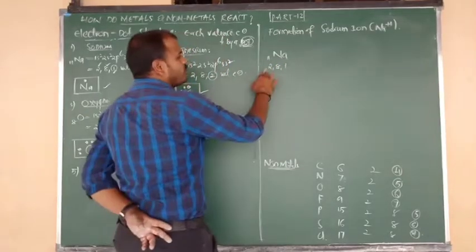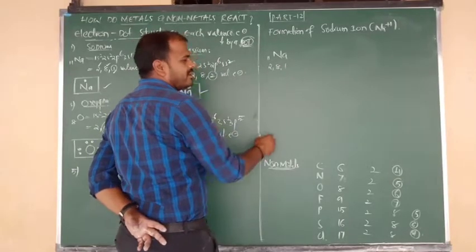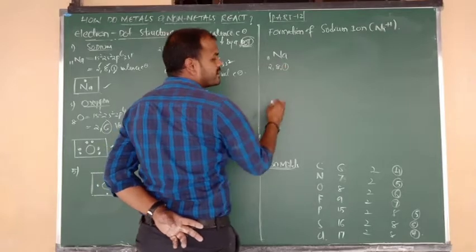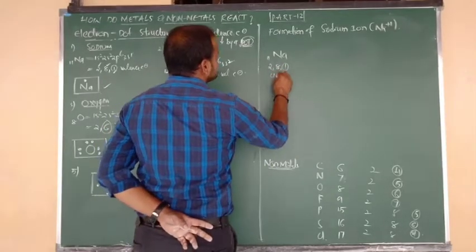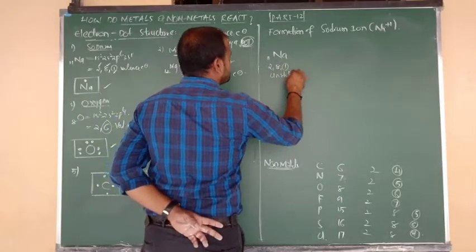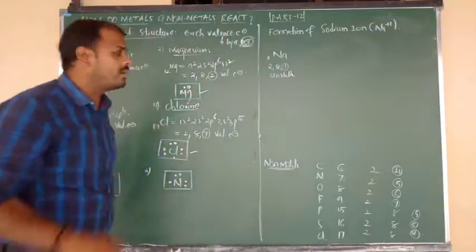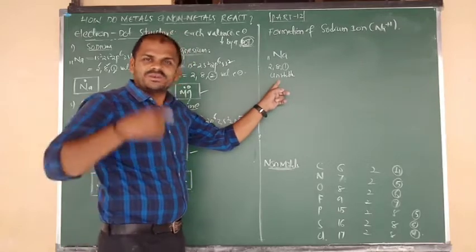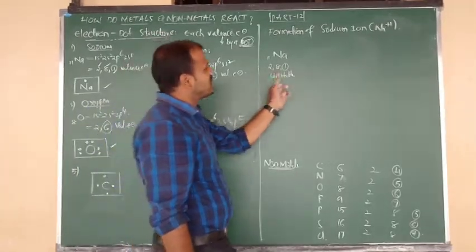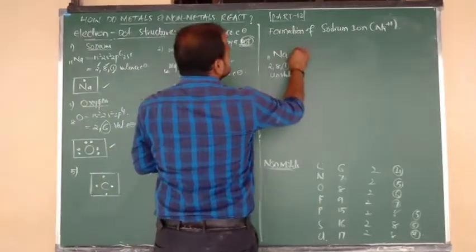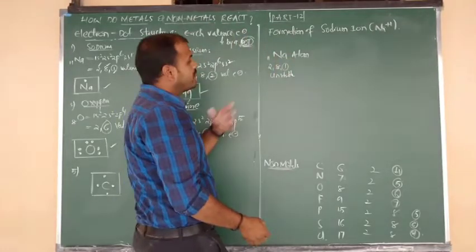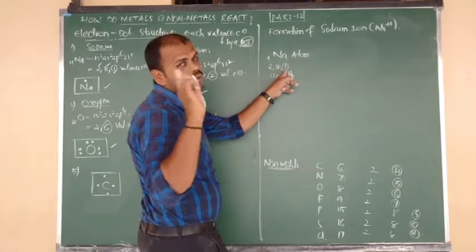2 plus 8, 10, 10 plus 1, 11. So K shell, L shell, M shell. But the outermost orbit contains how many electrons? One electron. So we can say this is an unstable configuration. Stable means the outermost contains 8. But here the outermost contains 1, Na, beta? So this is unstable. So unstable sodium changes into stable sodium. This is the Na atom. The sodium atom is unstable because in its outermost orbit only 1 electron is there.